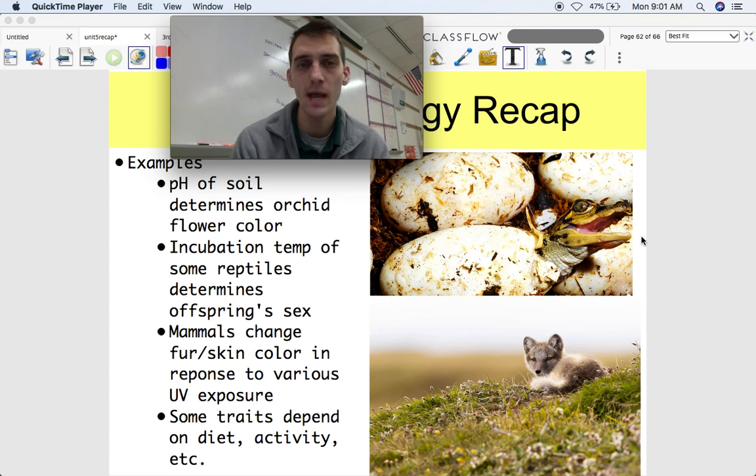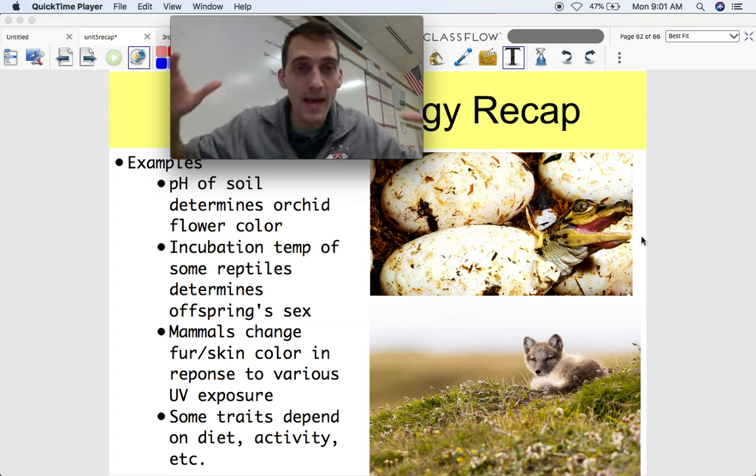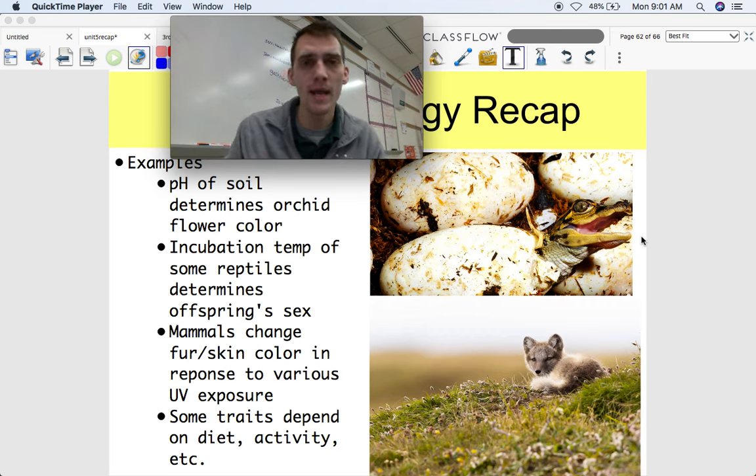are incubated at, after the eggs have been laid, they have to be incubated. Mom has to sit on them to keep them warm, right? Depending on how warm or how cool they are actually determines the sex of the reptiles, which is kind of amazing, right? Sex is not genetically determined; it's determined by an environmental factor like incubation temperature. That is phenotype plasticity. Same thing with these Arctic foxes over here.